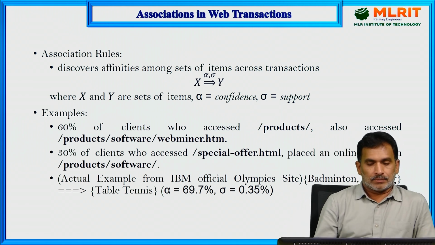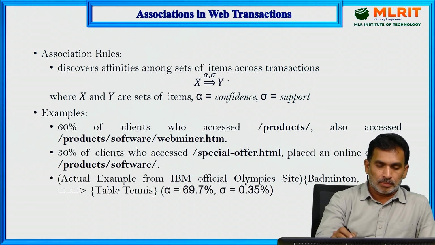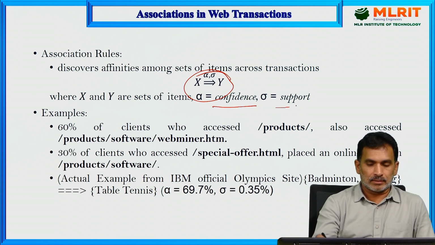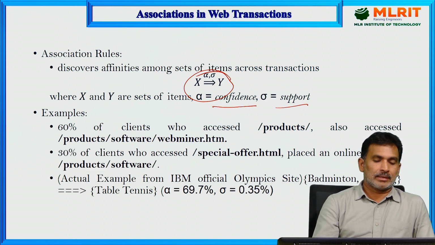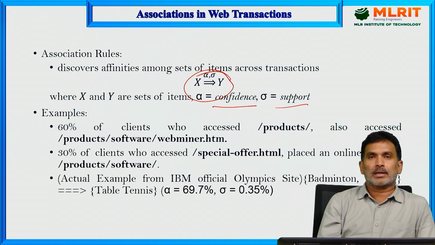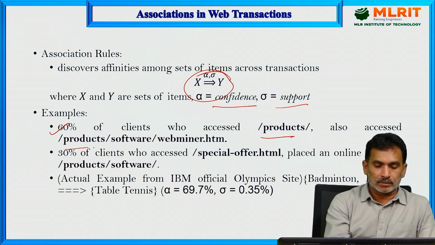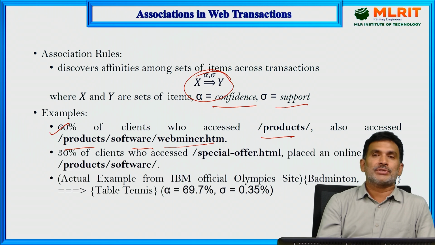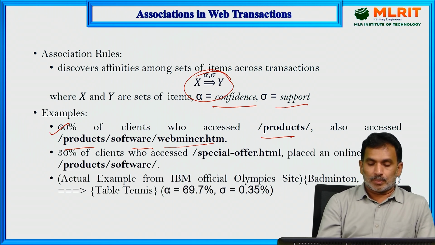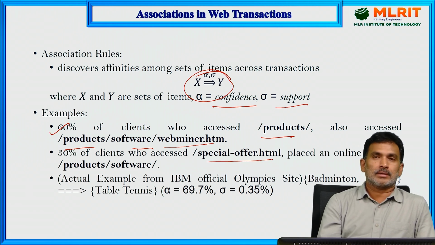As we discussed in the previous lecture, that is association rule mining. So association rule mining means: if X then Y, with a certain confidence and support. So these X and Y are sets of items. For example, you can see here that 60% of the clients who access the products also access the products software webminer.html. And 30% of our clients who access the special offer.html placed an online order in the products or software.